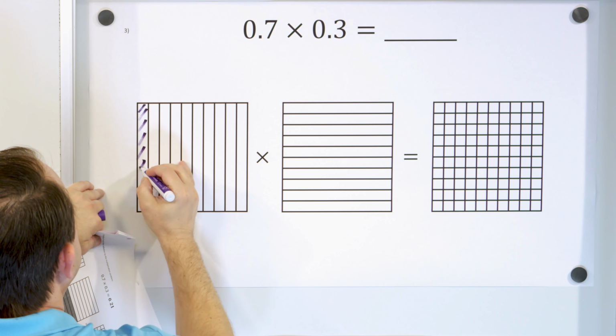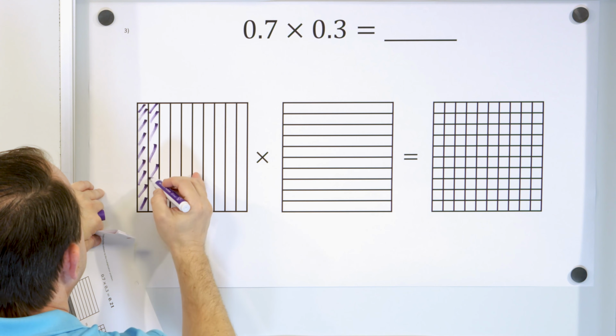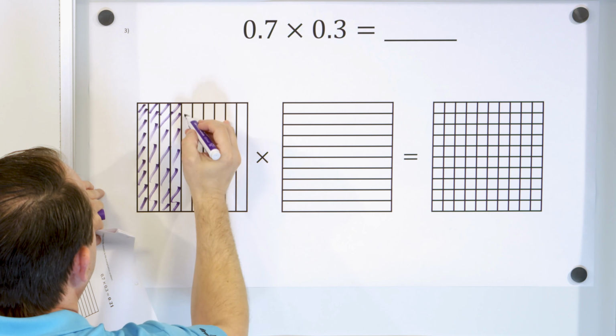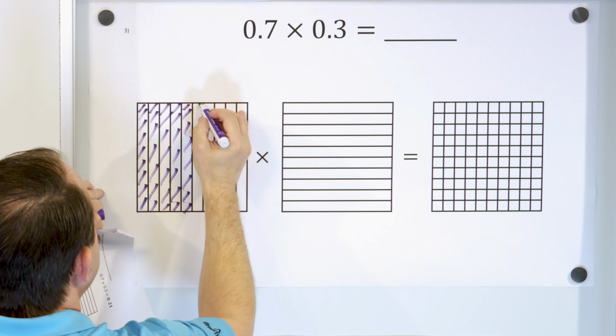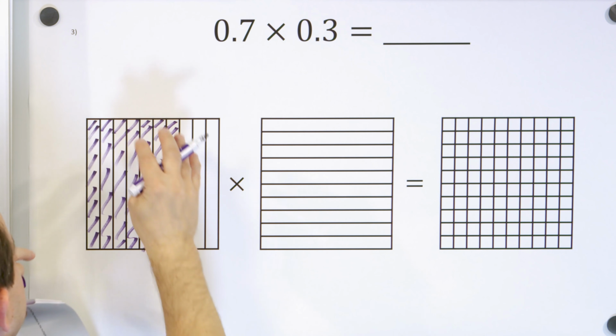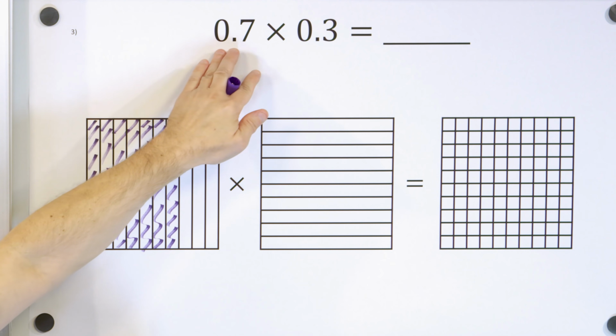So here's 1 out of 10. Here's 2 out of 10. Here's 3. Here's 4 out of 10, or 0.4. Here's 0.5. Here's 0.6. And here's finally 0.7. So this purple shaded region represents how much we start with.